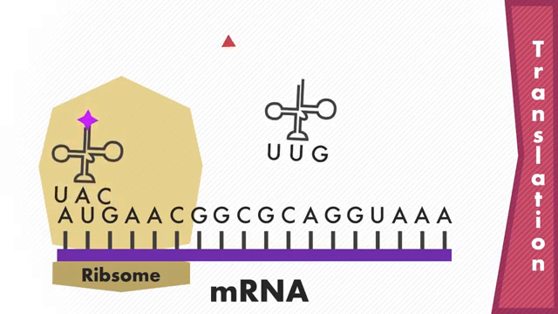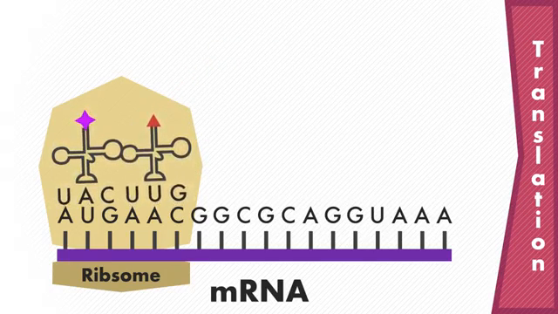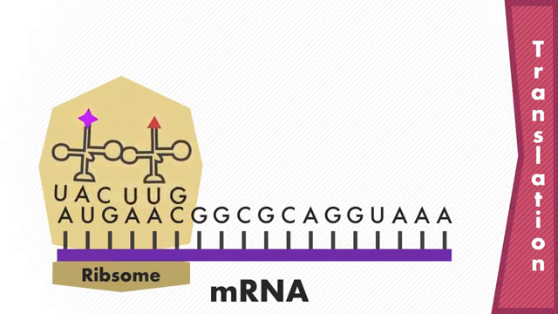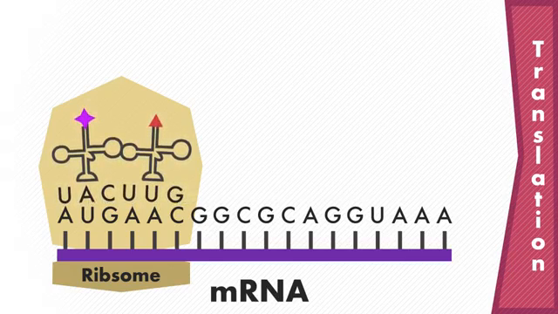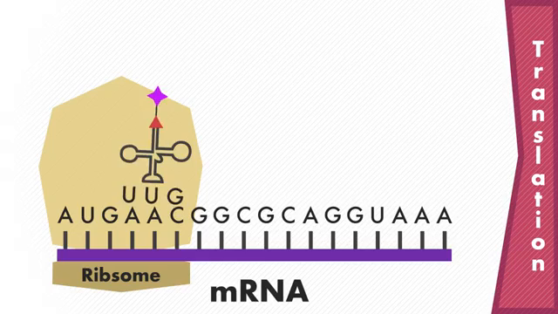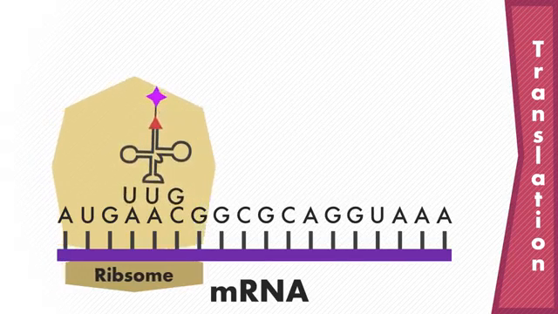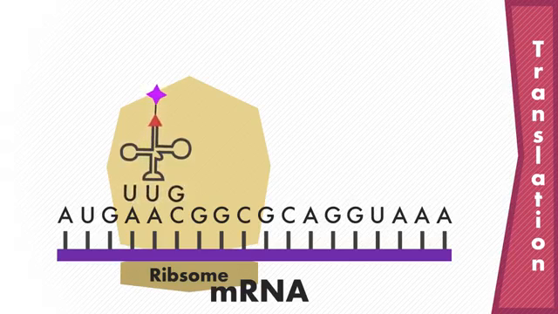A second transfer RNA molecule picks up another activated amino acid and brings it to the ribosome, matching anticodon to codon. The first tRNA releases its amino acid to the second transfer RNA and leaves the site. The two amino acids form a peptide bond using ATP as its energy source. The ribosome reads the next codon.